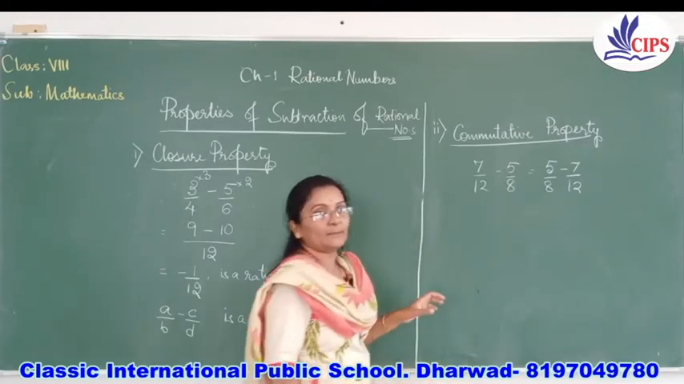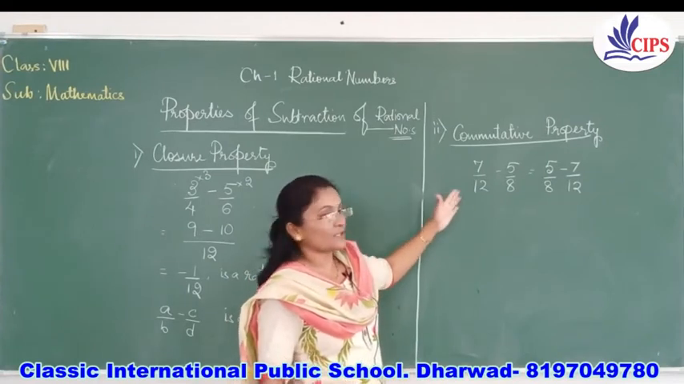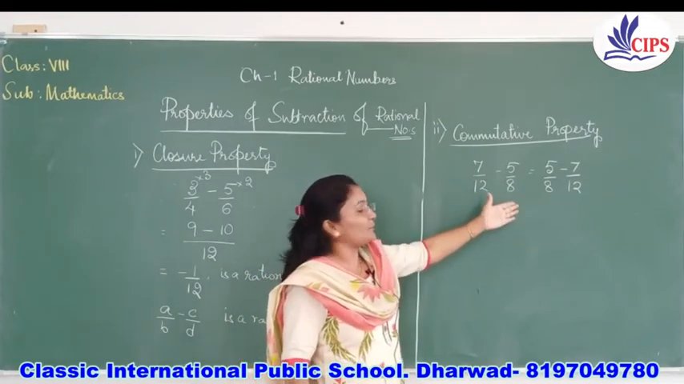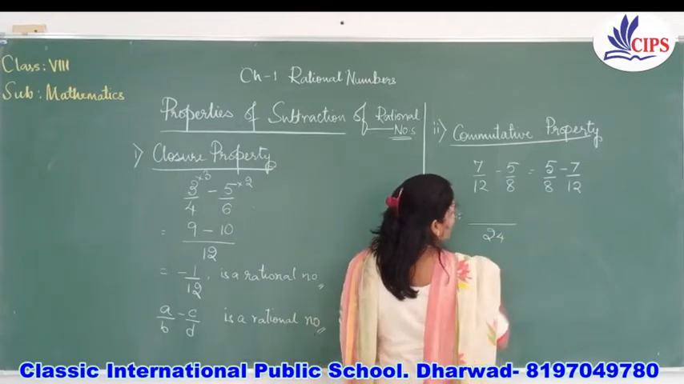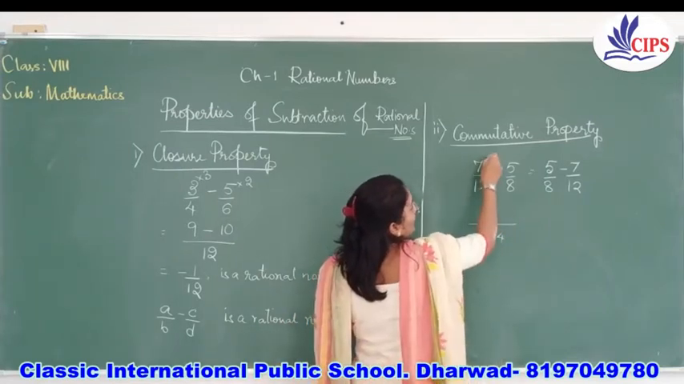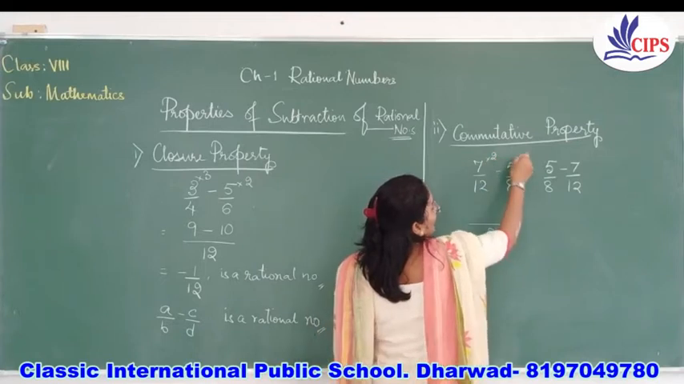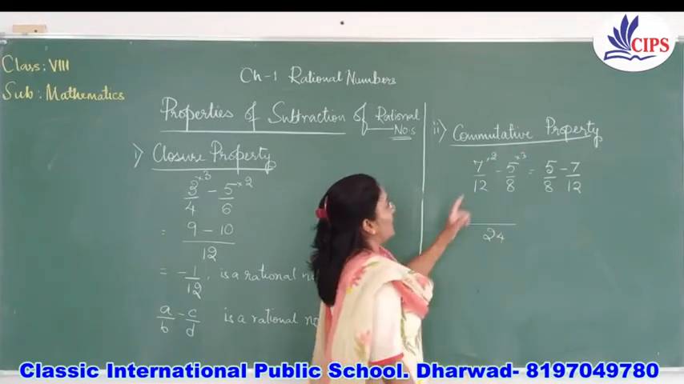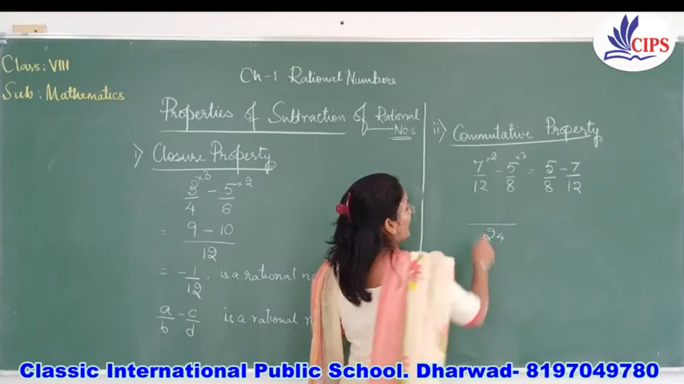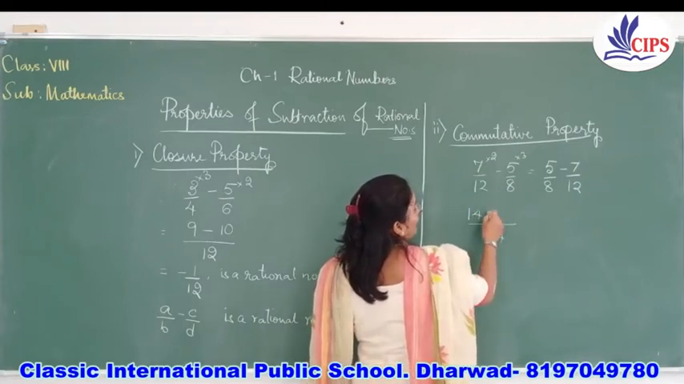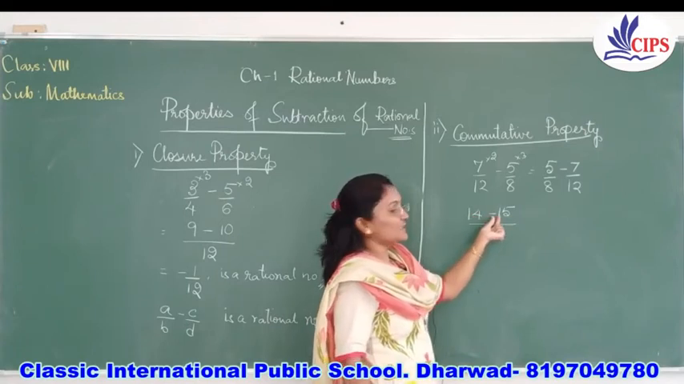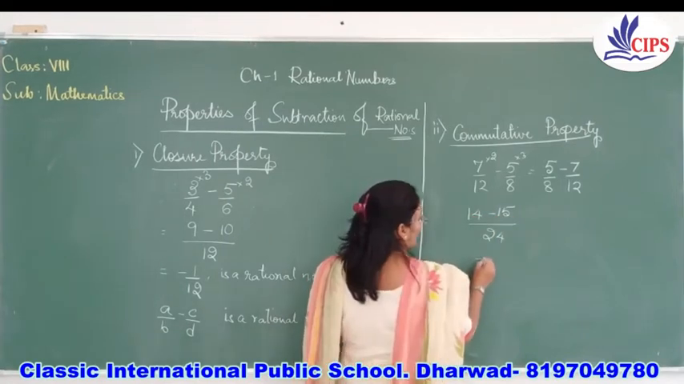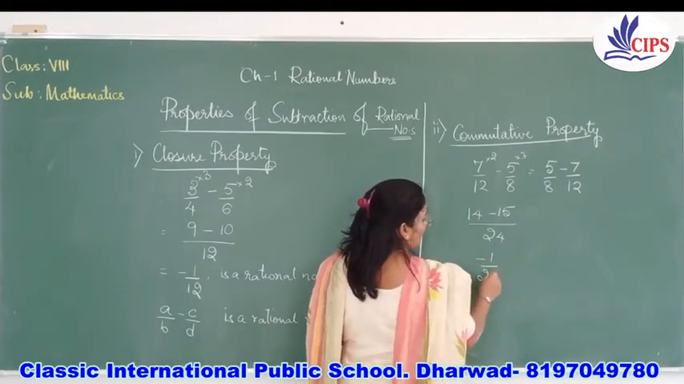What's the LCM of 12 and 8? 12 ones are 12, 12 twos are 24. 24 is divisible by 12 and 8. So I write 24 common for both, and 12 twos are 24, so I multiply 2 here, and 8 threes are 24, so I multiply 3. When I multiply 7 and 2 we get 14, and 5 and 3 is 15. Now when I solve this, 14 minus 15, 15 is greater, so our answer is minus 1 by 24.